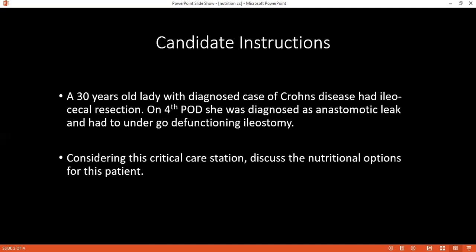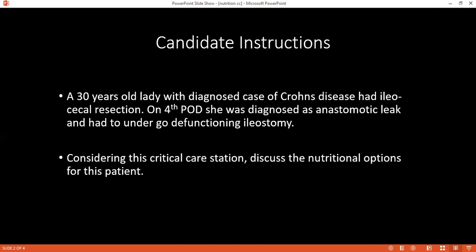Poor healing of the wound. Initially, electrolyte abnormalities: yes, hypomagnesemia, hypophosphatemia, hypokalemia, very good. And hypoalbuminemia, decreased cough reflex leading to pneumonia, etc.